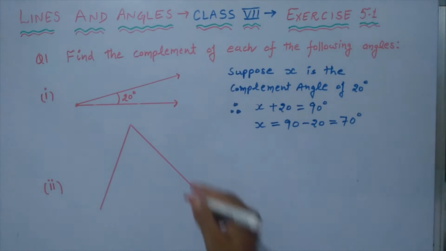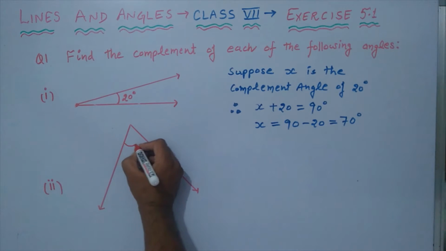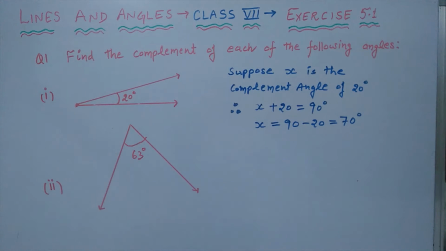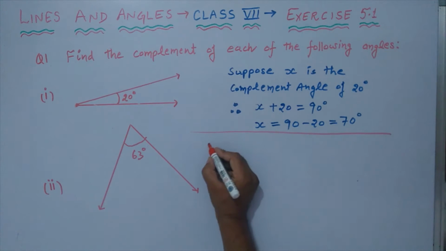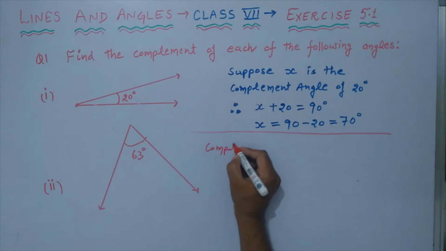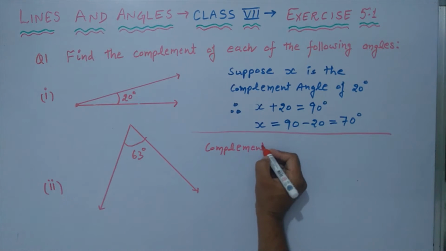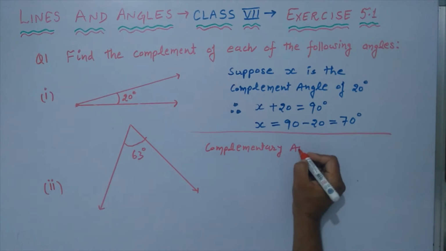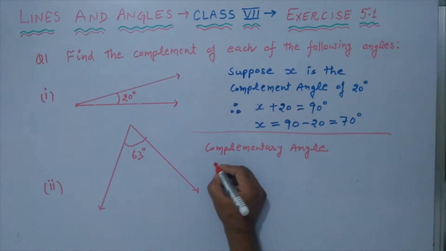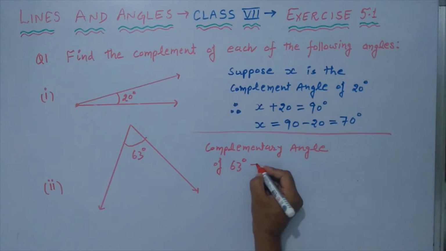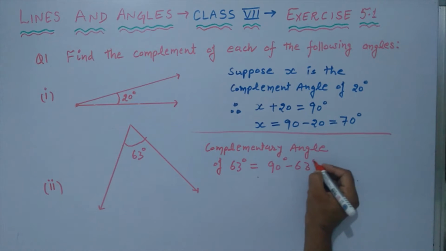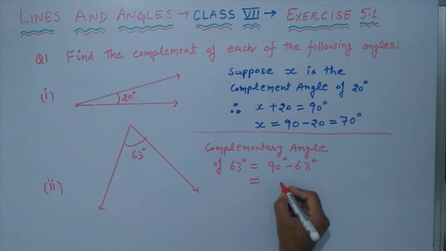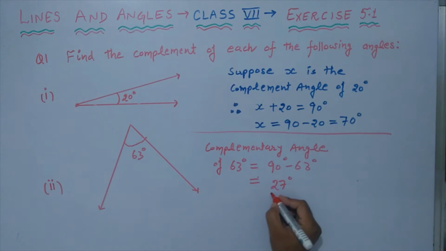degree. Second part is what is the complementary angle of 63 degree? 63 degree. So what should be the answer here? Complementary angle of 63 degree is equal to 90 degree minus 63 degree. And what is the answer? The answer is 27 degree.